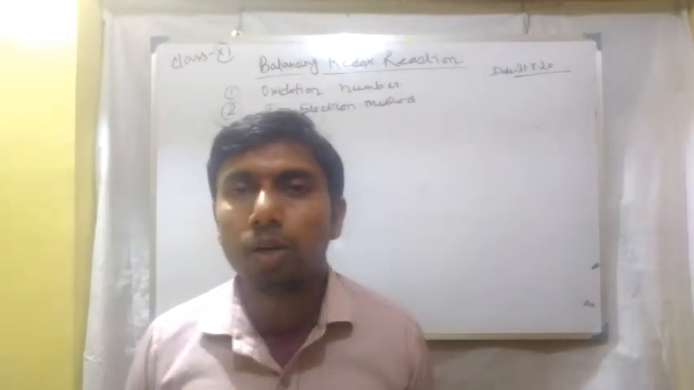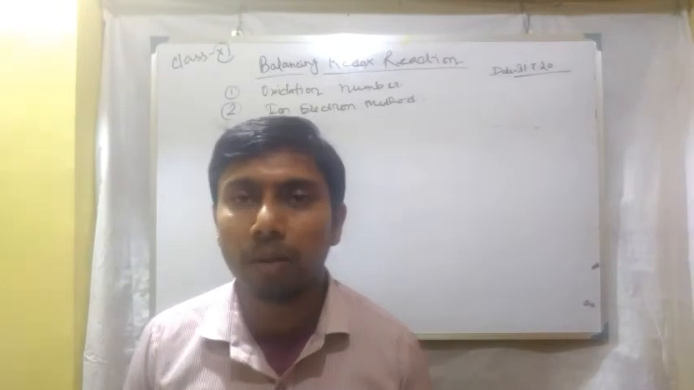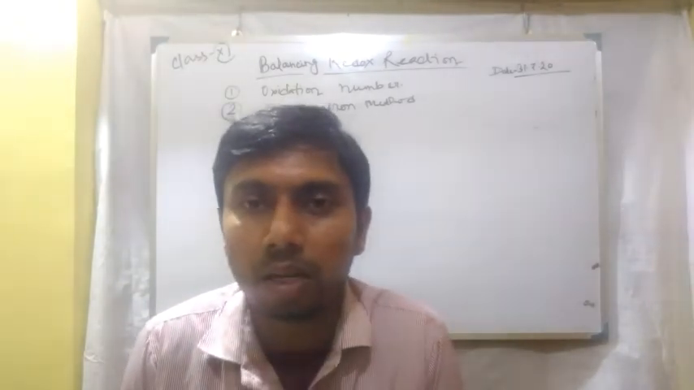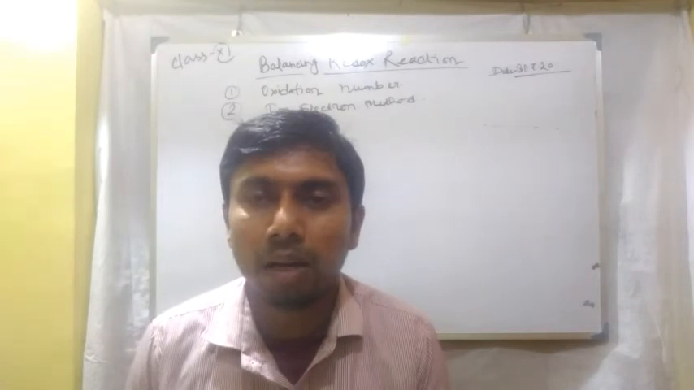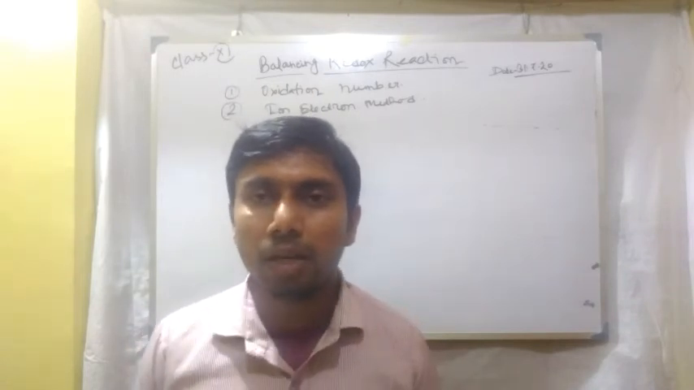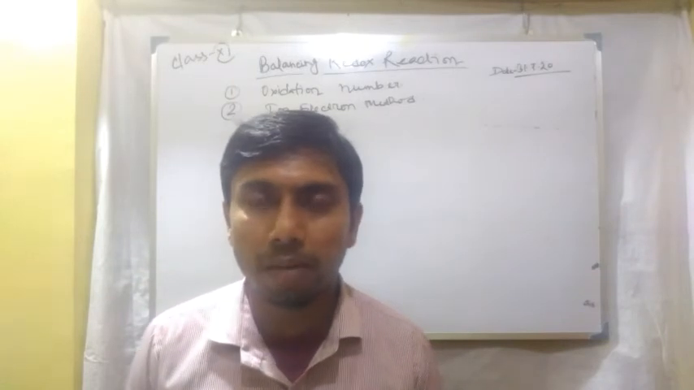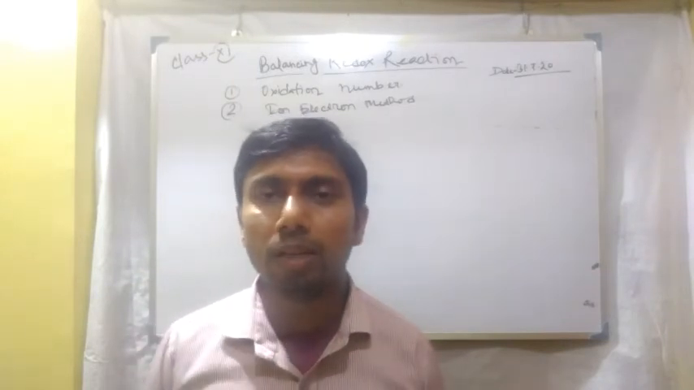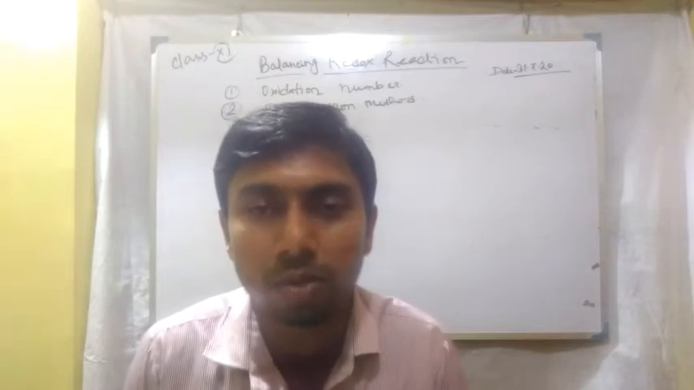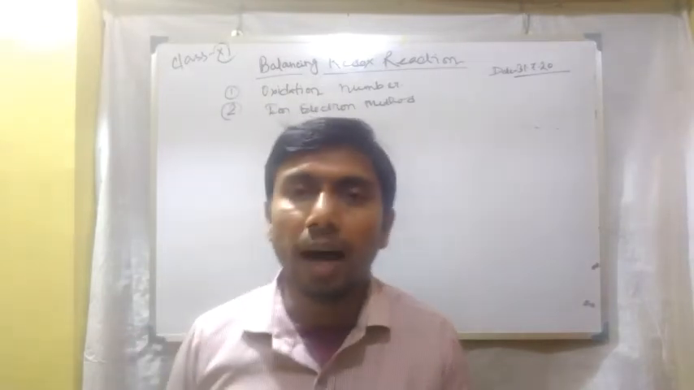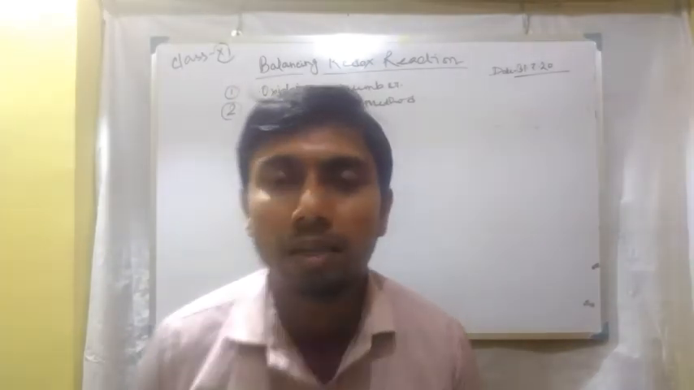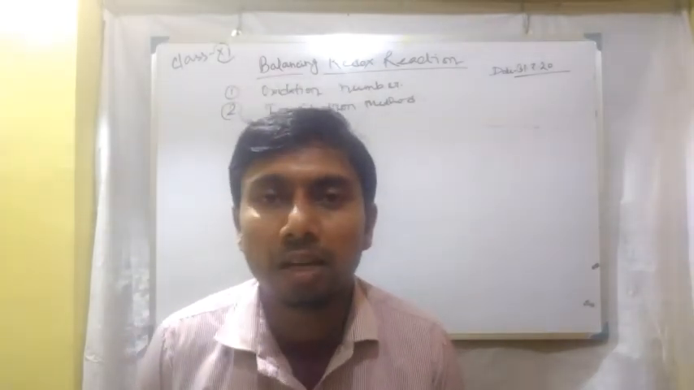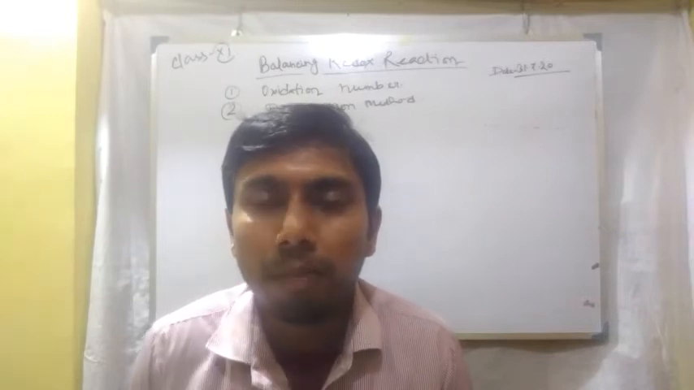separate the two halves, the two reaction halves. One is the oxidation half and another one is the reduction half. How can we separate this? That is by using the oxidation number. That means which one is oxidized and which one is reduced. This should be identified first, and then we will equate the change in the oxidation state by using the electron.